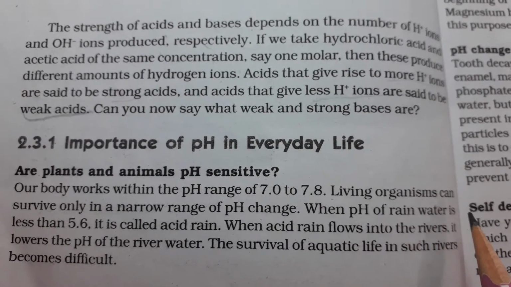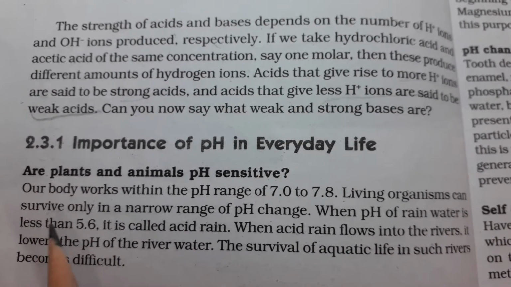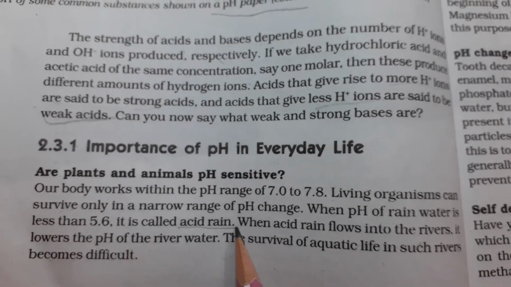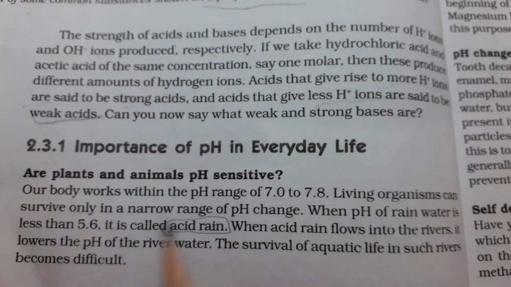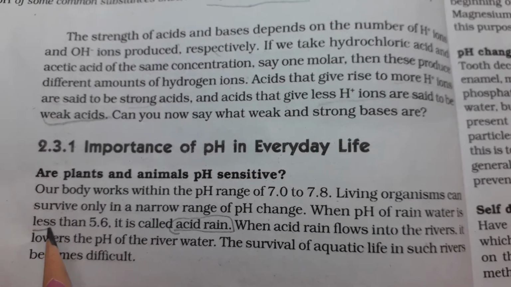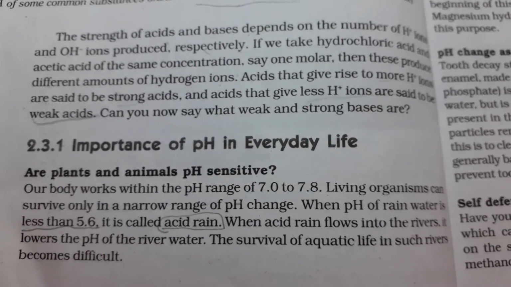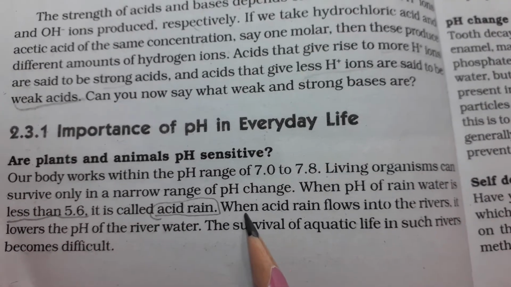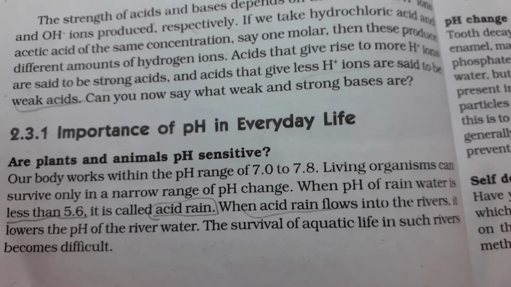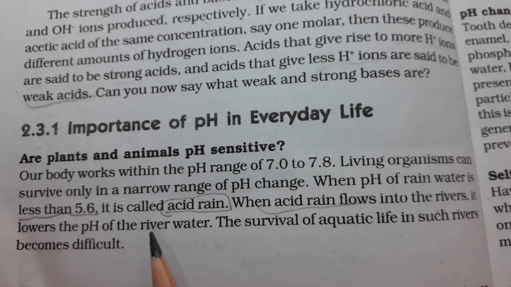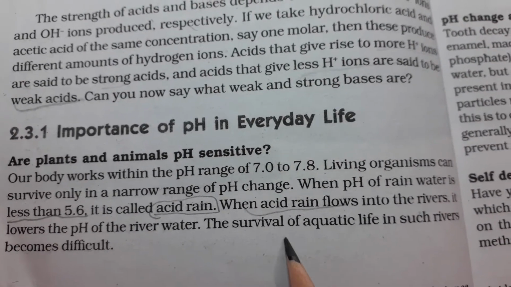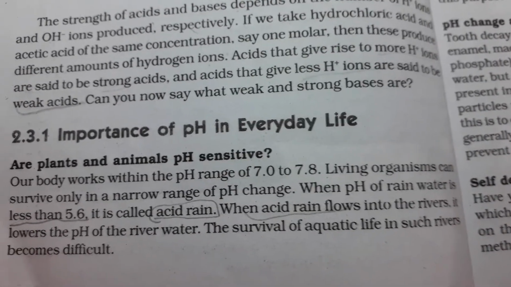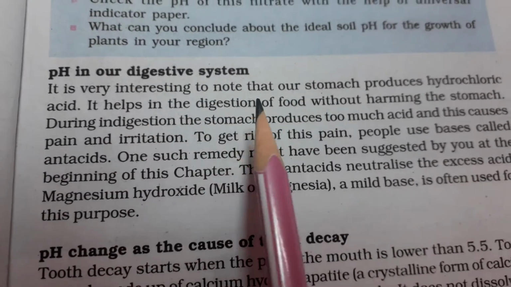When the pH of rain water is less than 5.6, it is called acid rain. Here you can see that acid rain has a pH value less than 5.6 and it becomes acidic, and when this acid rain flows into the rivers, it lowers the pH of the river water. The survival of aquatic life in such rivers becomes very difficult. Now, pH in our digestive system.